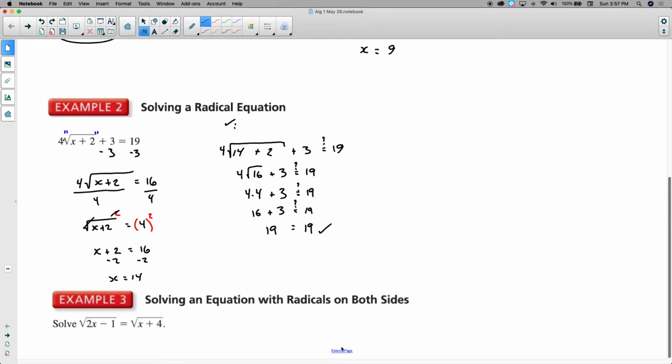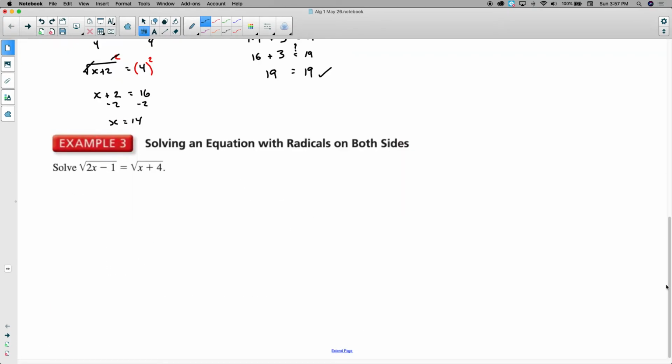Okay, so this one is different. We've got radicals on both sides. We've got the square root of 2x minus 1, and we've got the square root of x plus 4. All right, so if I could go back to the theme, that is to isolate the square root, in which case maybe we should say isolate a square root and then square each side.